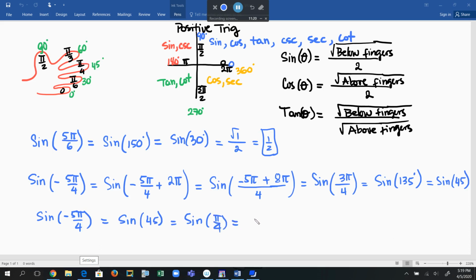So now I'm going to go ahead and use the hand trick again. Sine will be below, so there are 2 fingers below the middle finger. And since we cannot simplify the numerator, we'll leave it the way it is.